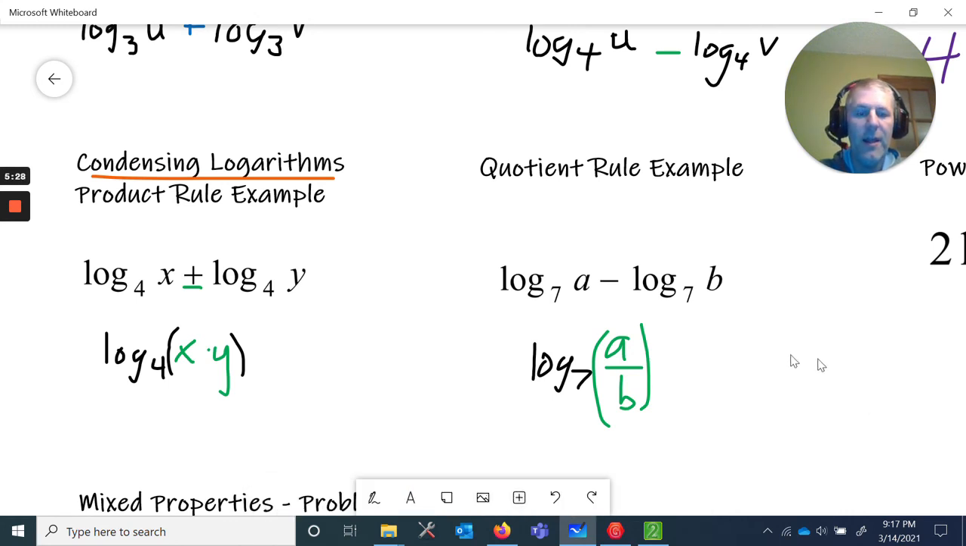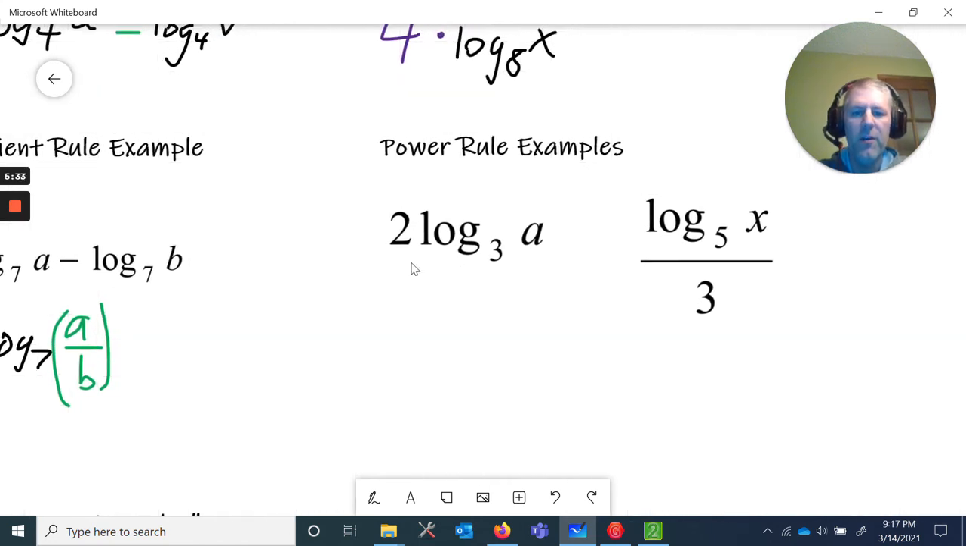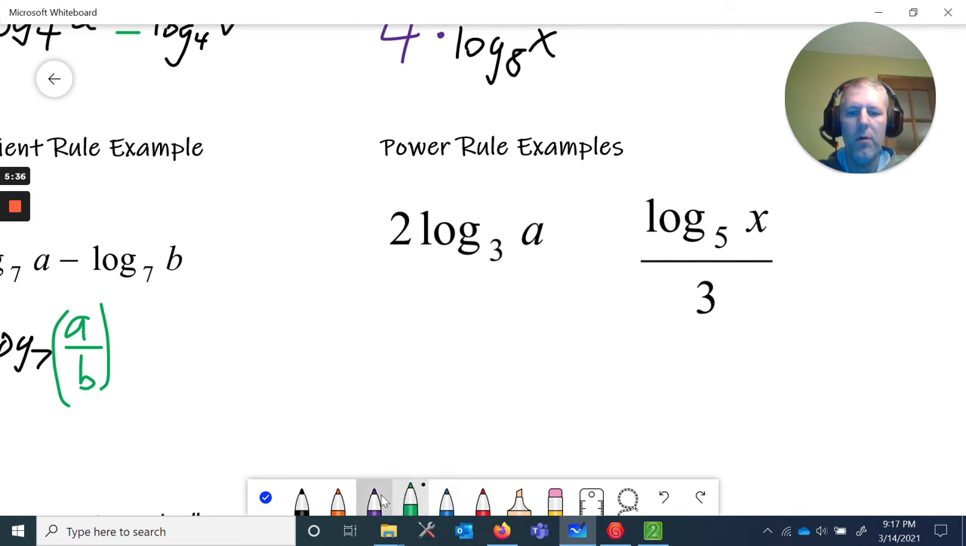And then lastly, let's look at our power rule. We've got a couple examples here. So this one we have 2 log base 3 of a. So my coefficient is acting like a power. So we can rewrite this as log base 3 of a, and I think we want to write that to the second power. So like that. There we go. Okay, so there's one example.